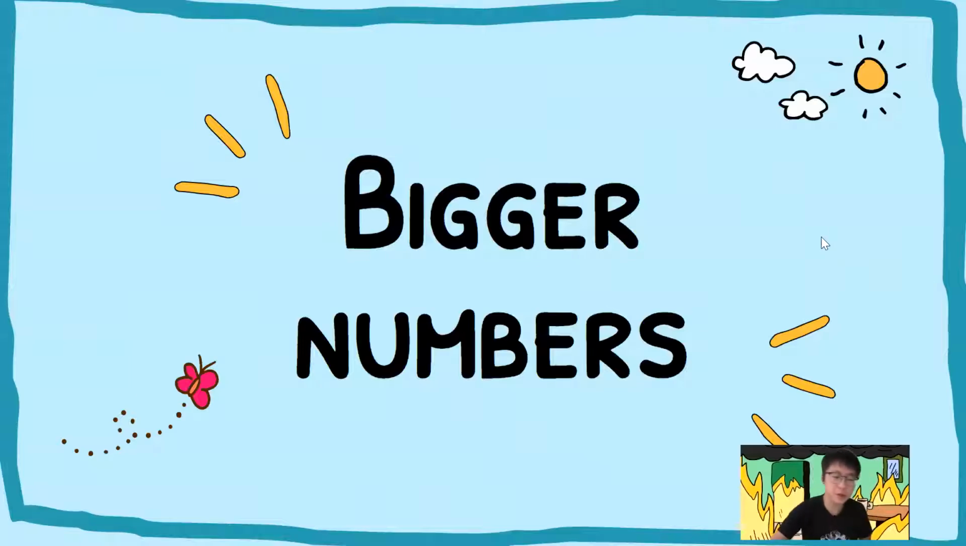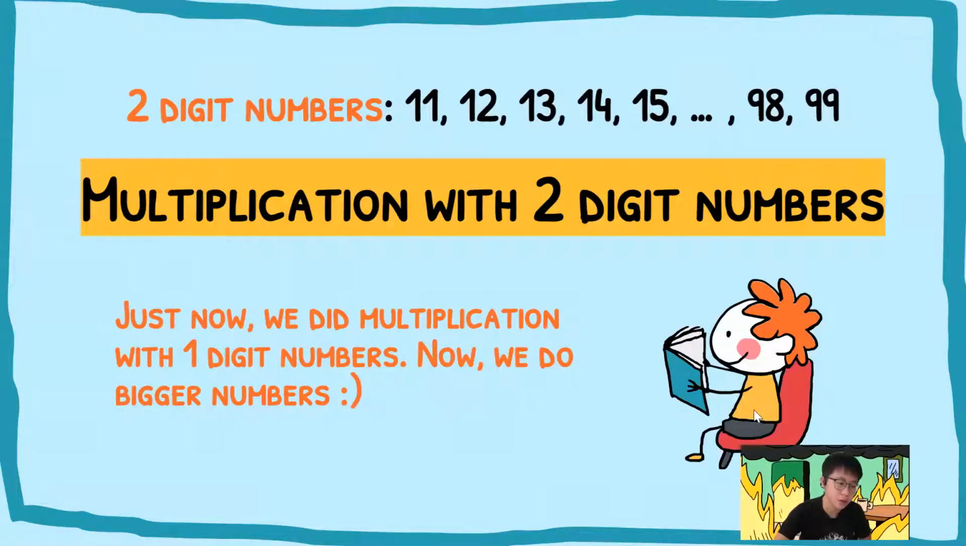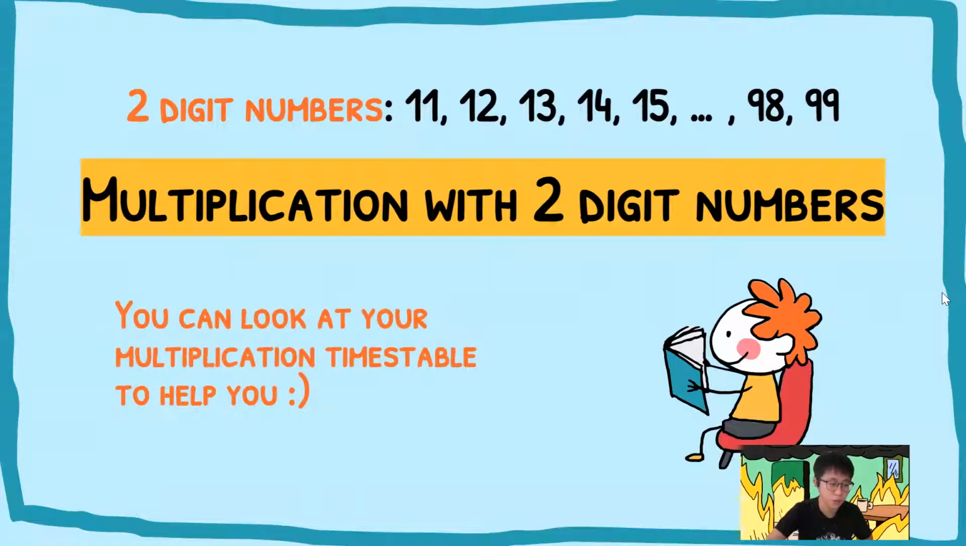Okay, welcome back. So now we will move on to bigger numbers. Just now, what we did was multiplication with 1-digit numbers. That means you only see 1 digit or 1 number, right? We will be doing bigger numbers involving 2-digit numbers. Okay, 2-digit numbers are numbers including 10 as well, but we did 10 just now. So 11, 12, 13, all the way up till 99.